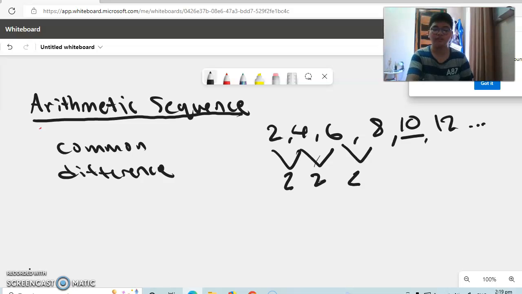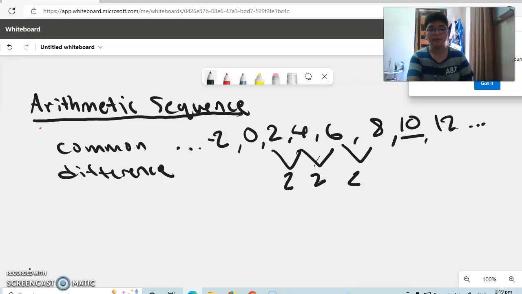Now, if you need to find something below 2, like 2 minus 2, you just need to subtract. 2 minus 2 is 0, 0 minus 2 is negative 2, so on and so forth. Now, that's how you find the common difference.